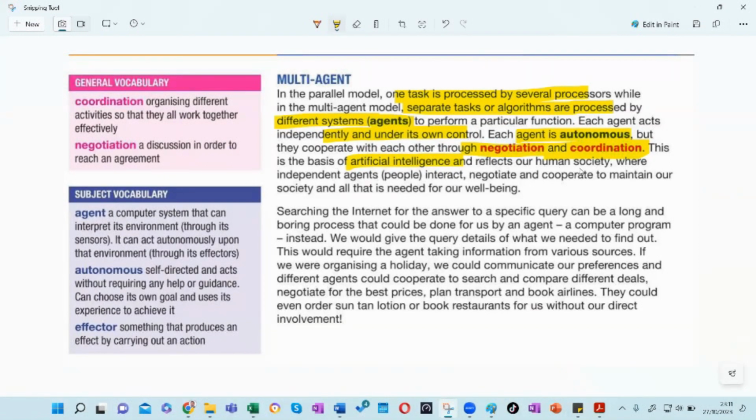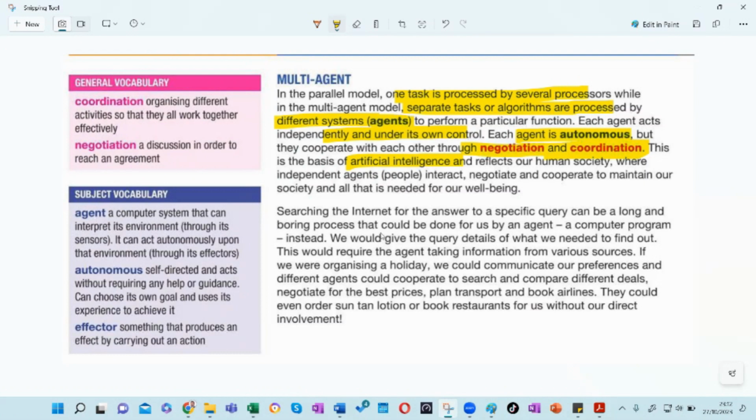like just like the human society, right? Just like the human society, you guys will be agents. And what do you do? You think, you decide, you take decisions, and then you talk to other people. You make them take decisions, right? So there is a kind of interaction.